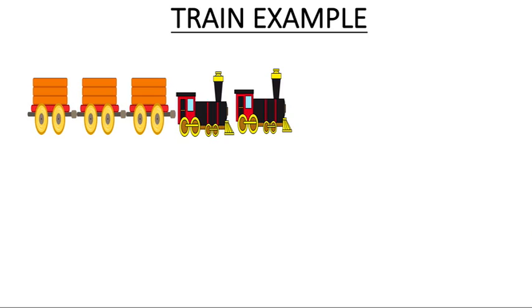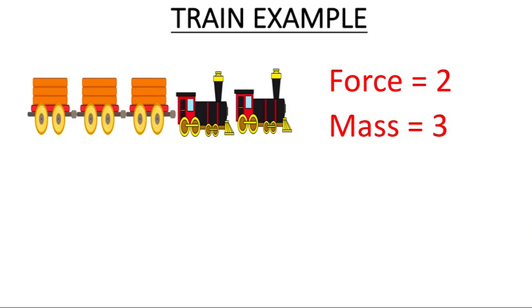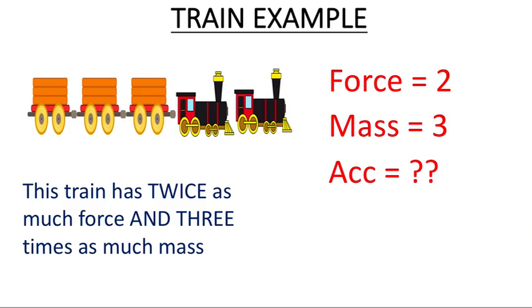The next train has 2 force cars and 3 mass cars. So we've made 2 changes, but we can still predict the acceleration as long as we acknowledge both of the changes that have happened. This train has twice as much force and 3 times as much mass if we compare it to the very first train.